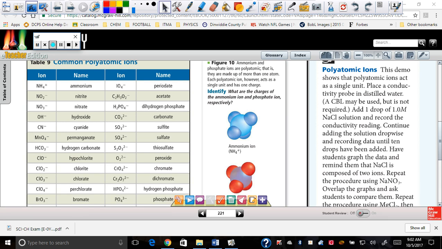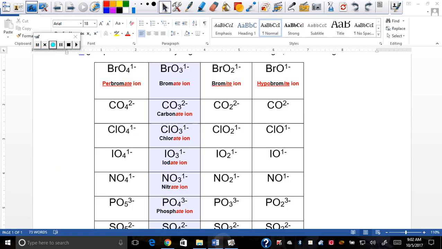Look, this page has a lot of polyatomic ions. You're going to have to memorize those, and it looks intimidating. I'm going to show you a way where it's not intimidating. If you go to this chart right here, you will notice a lot of those polyatomic ions. Not all of them, but all the ones that have oxygen in them. See that? They all have O.